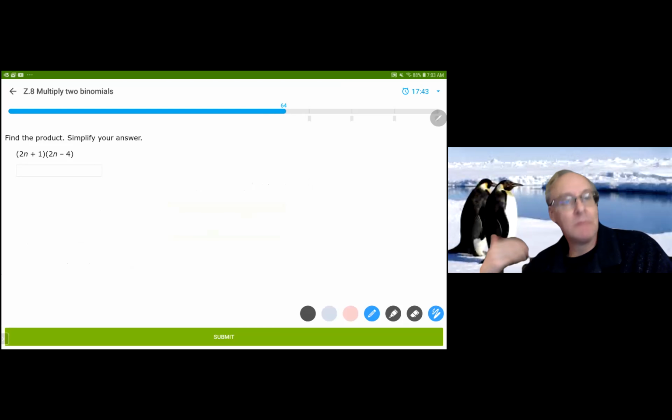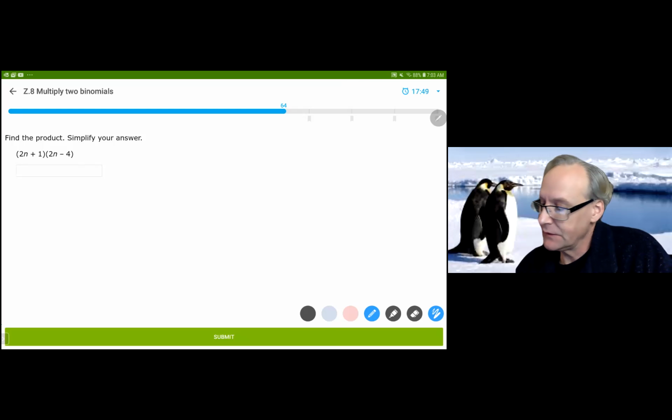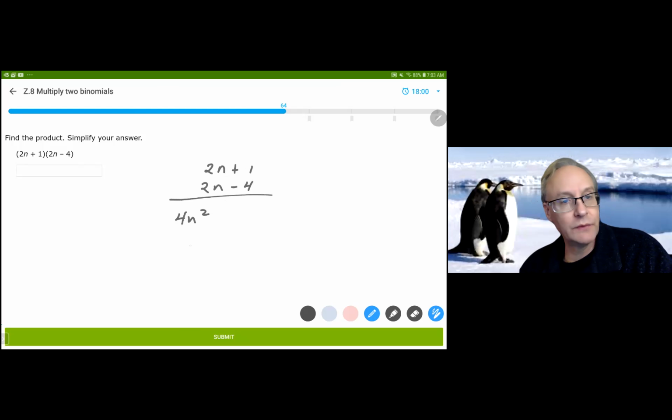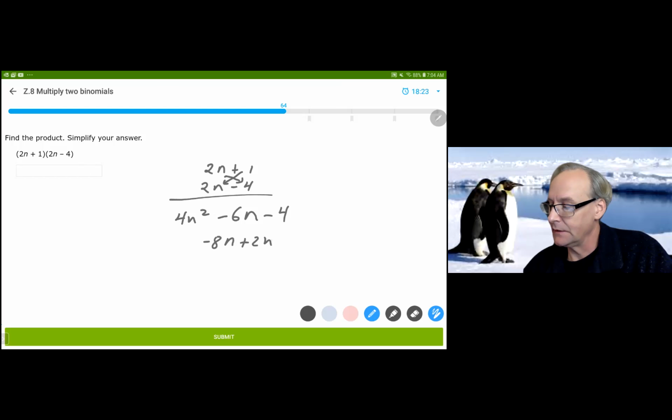4n squared minus 6n minus 4. That's what you're looking for. To begin with, of course, it takes practice. (2n plus 1)(2n minus 4). That is 4n squared. We have a minus 8n plus 2n. Negative 8 plus 2. See them? There's the negative 8. There's the plus 2. That is minus 6n. And then I have a 1 times a negative 4. I hope that's clear enough. I actually added the negative 8n plus the 2n and got the negative 6n.